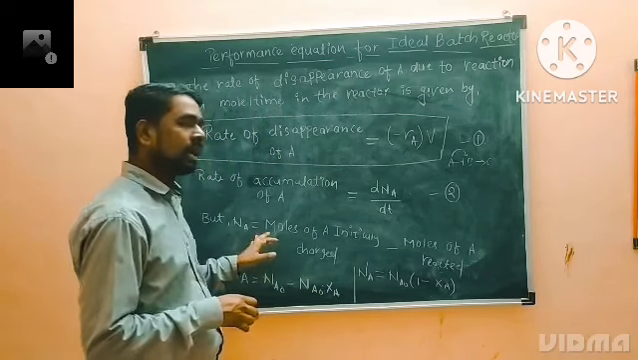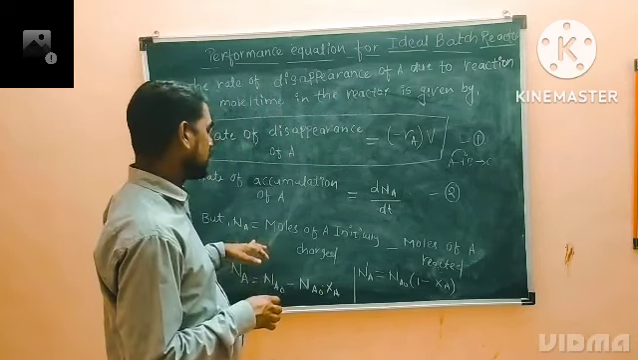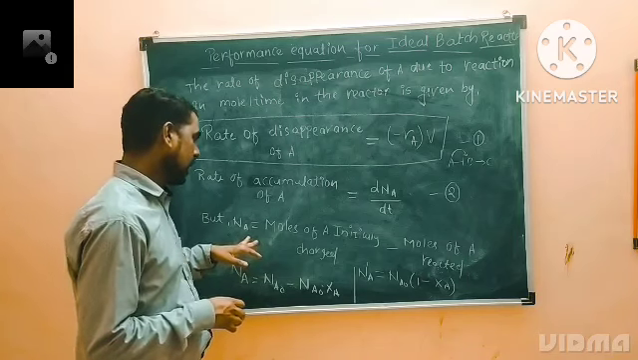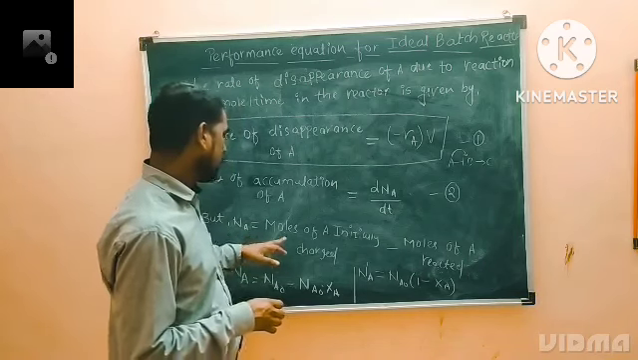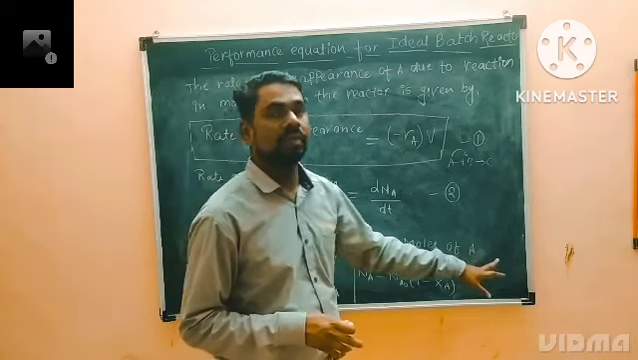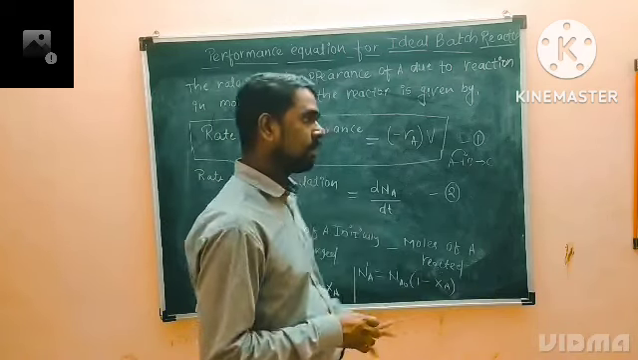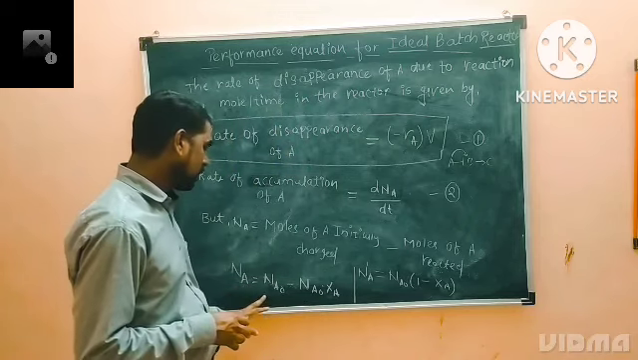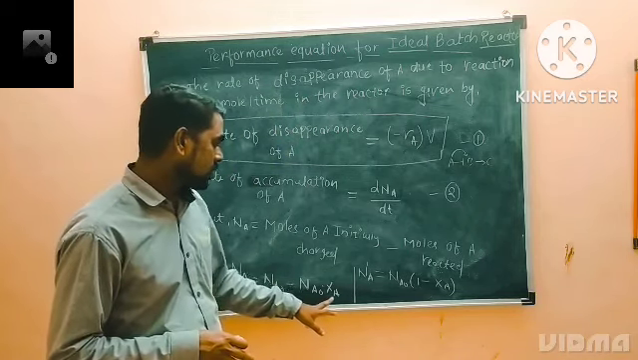NA is the number of moles participating in the rate of reaction, with A as the limiting reactant. NA is equal to the moles of A initially charged minus the moles of A reacted. So mathematically we can say that NA is equal to NA0 minus NA0 Xa.